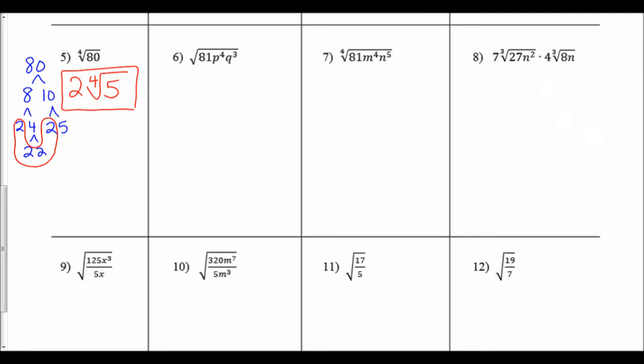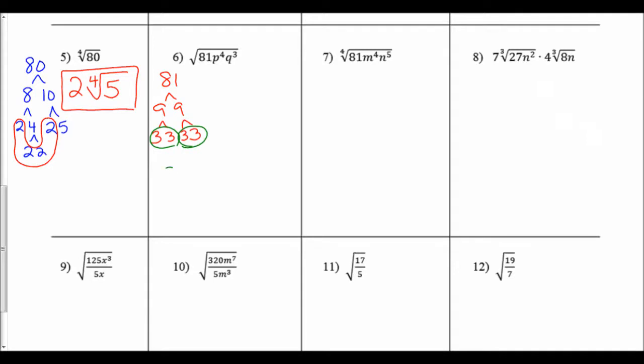I'm going to use the same philosophy with numbers as I will with letters. If I'm trying to simplify, in example 6, the square root of 81 p to the 4th q to the 3rd, I'm going to start out and write down my factor tree. 81 is 9 times 9, and the 9's break down to 3 times 3. We wouldn't have had to finish this factor tree if we didn't want to.